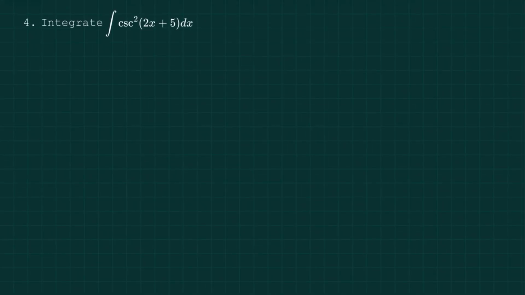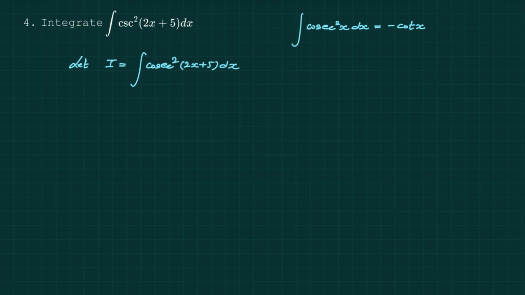Question 4. Integrate cosec square of 2x plus 5. First of all, we know that integration of cosec square x dx equals minus cot x. Let I equal integration of cosec square 2x plus 5 dx.